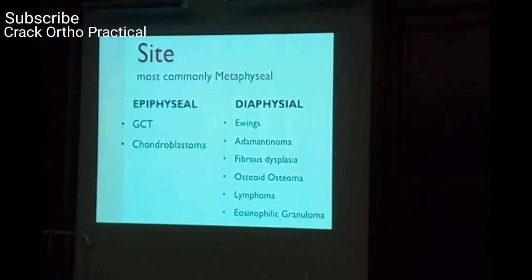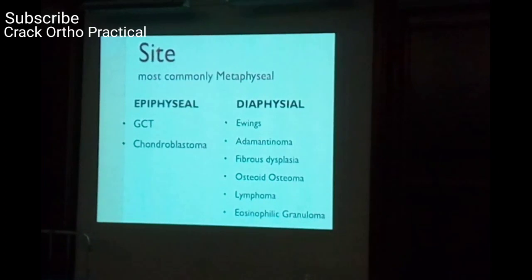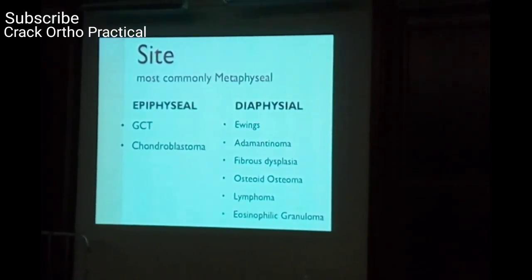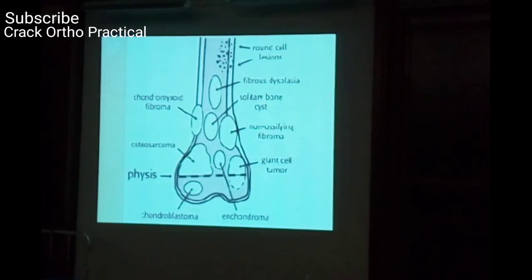So coming to the site, as you all know, most of the tumors are metaphyseal. There are only few tumors which are diaphyseal and epiphyseal. So epiphyseal tumors being GCT and chondroblastoma mainly. Infections can be there. The diaphyseal tumors being Ewing's, adamantinoma, fibrous dysplasia, osteoid osteoma, lymphoma and eosinophilic granuloma.